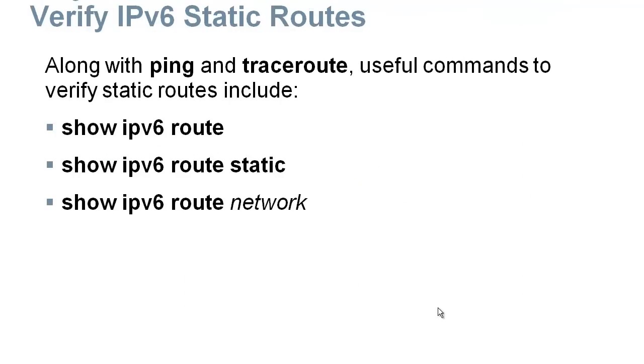All right, again, you verify the same way. Remember, everything's separate: IPv6 and IPv4 routing tables. So show ipv6 route, show ipv6 route static, and show ipv6 route followed by the network you're looking for. Now, the words ping and traceroute still work the same, but anything else, like show ip anything, to see the IPv6 version, it's show ipv6 and then that version.